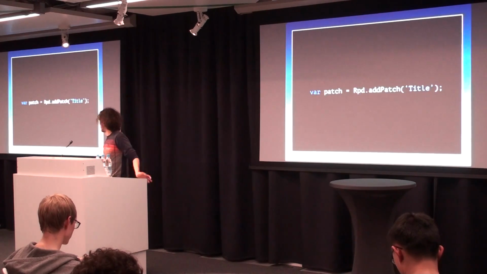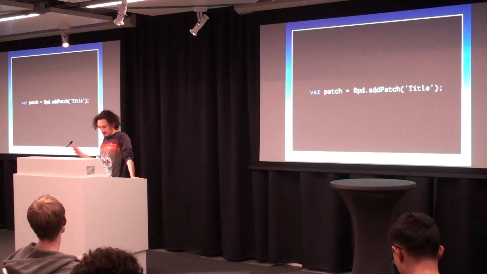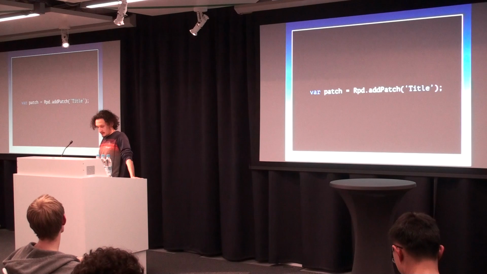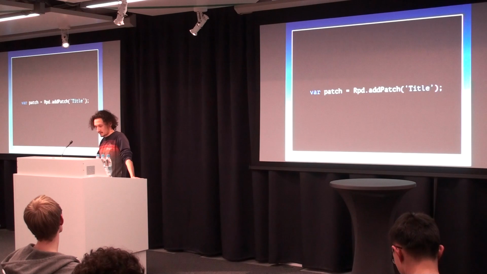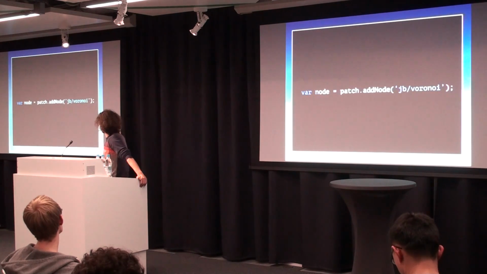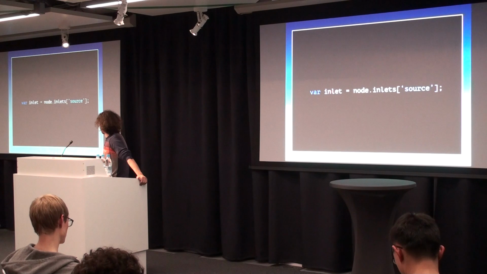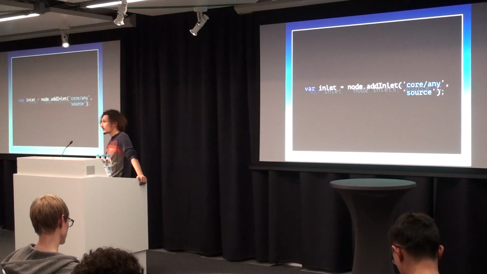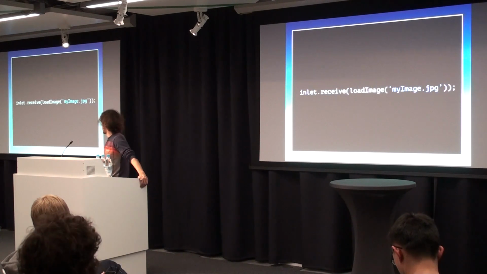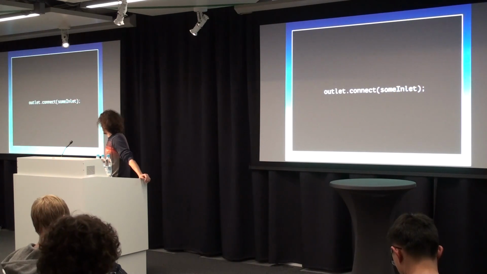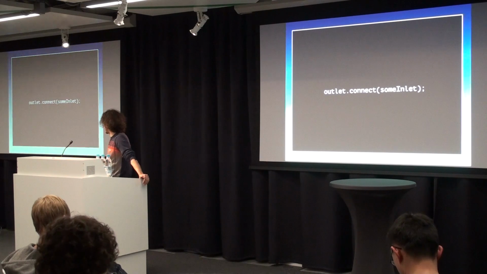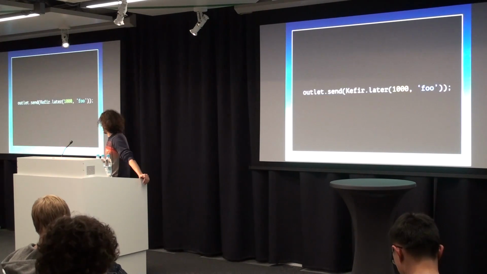These are nodes. Okay, this is just the quick review on the API. This way you create patches, you add nodes, you add inputs, and make them receive something, anything, for example, an image. You may connect the outputs to the inputs from the code. You may send some data later.